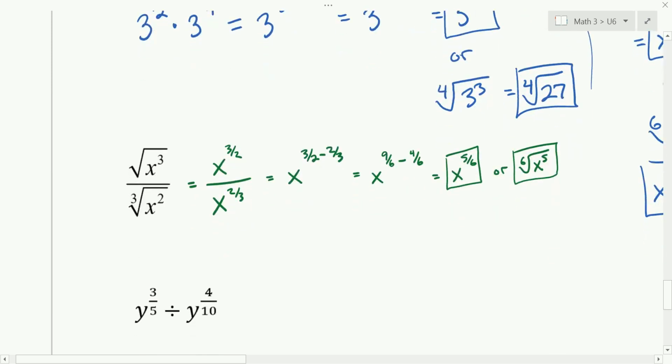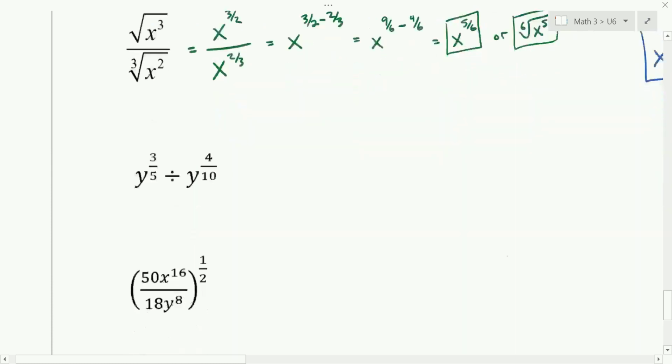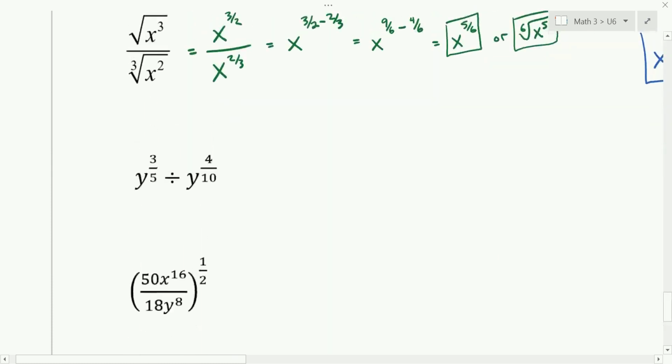So the next one is another division problem just written in a different form. So it's very similar to what we just did. I want you to do that one. And do the second one, 50x to the 16 over 18y to the 8th, all to the 1/2 power. See if you can simplify that one as well.